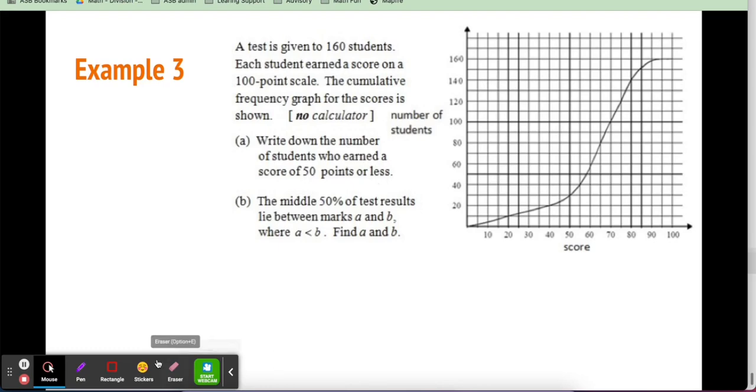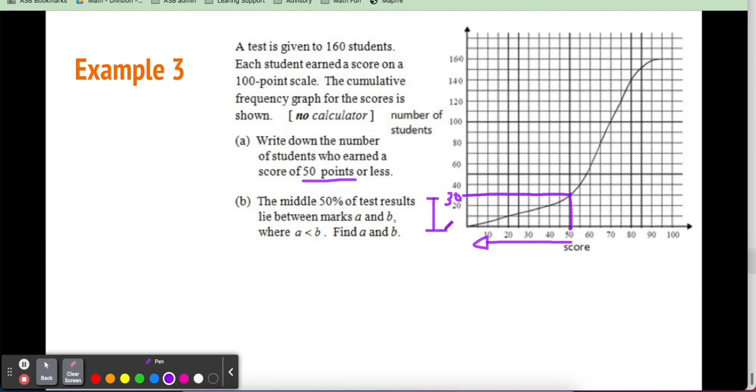Okay, so 50 points or less. So here we're going to find 50 points, which is here, and how many of them scored less than 50 points. So how many, meaning we need to look at the frequency. So we hit here, and then we follow our line until here, and we get the value 30. So there are 30 students who are scoring 50 or less. So that's our answer for part A.